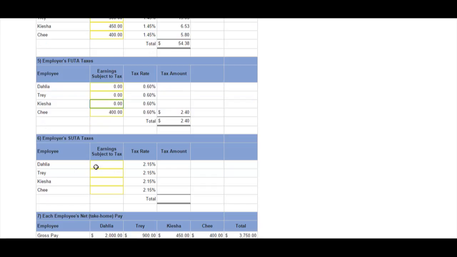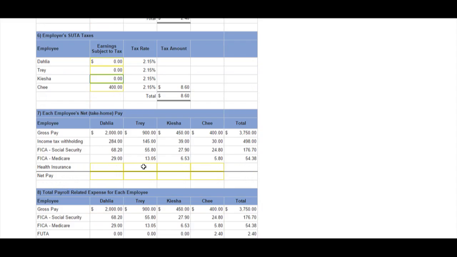Part 6 asks you to calculate SUTA. Again, this is only for the first $7,000 an employee earns, so once again we only have to worry about Chi. Part 7 asks you about the health insurance contribution, which you are told is half of the $60 for employee fee, so plug in $30 across.